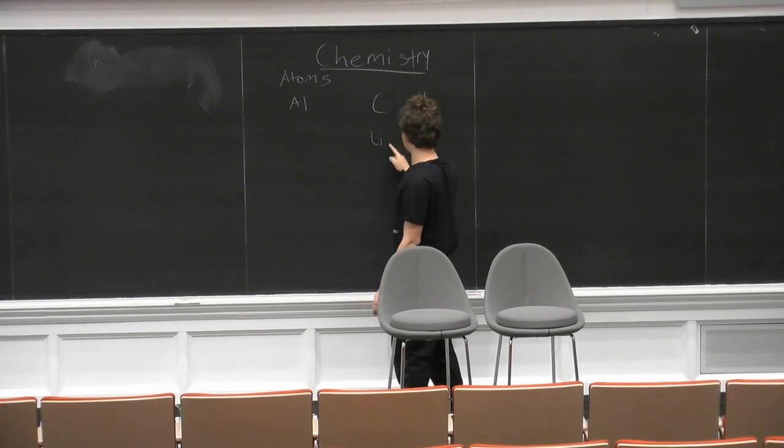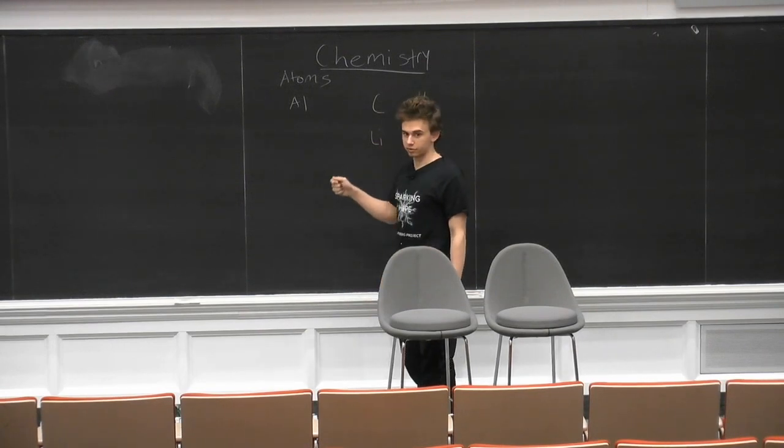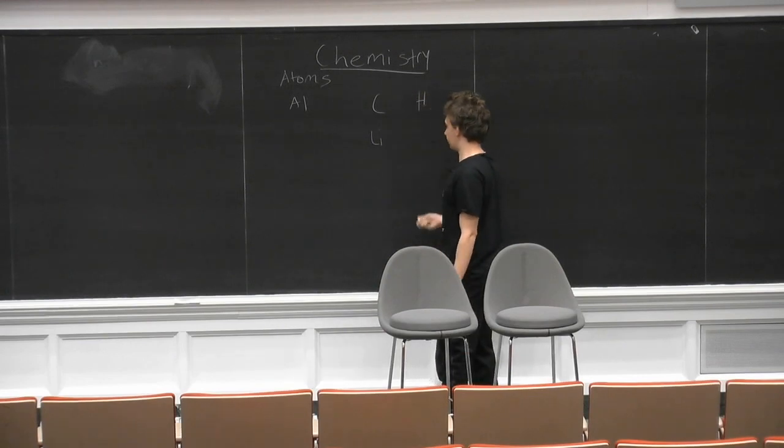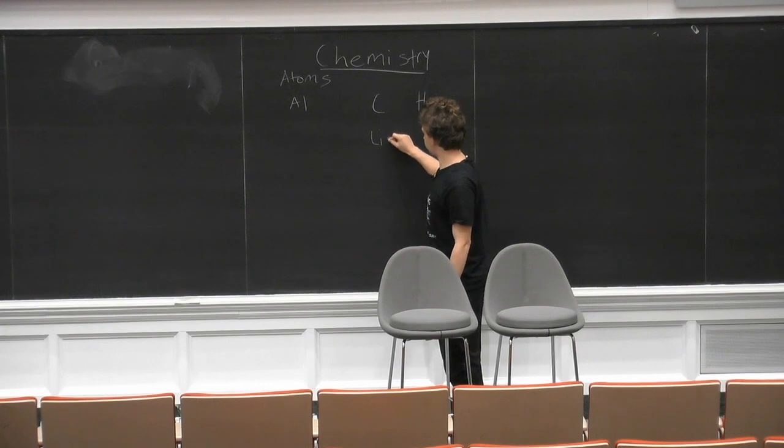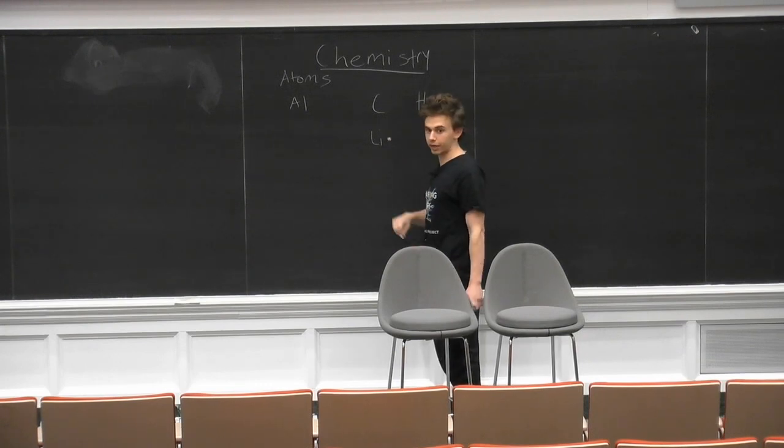So the first thing we're going to talk about is valence electrons. Now, a lot of times in chem, you'll have a periodic table. So lithium would have one valence electron, which you can just draw with a dot.